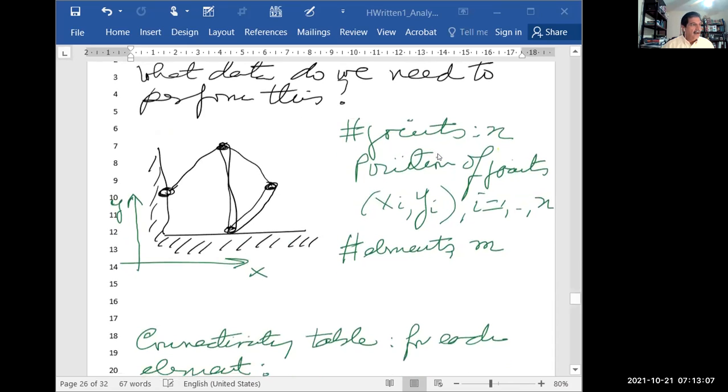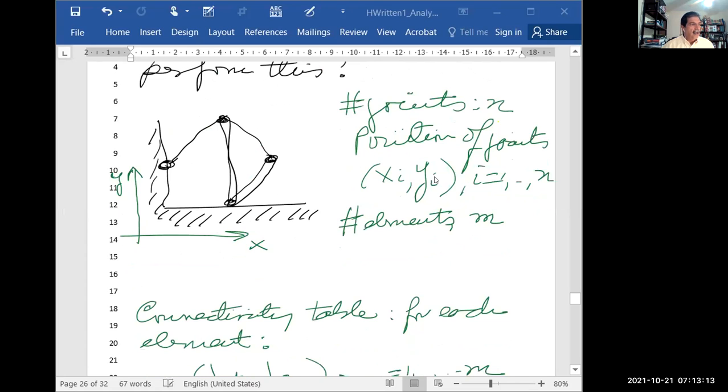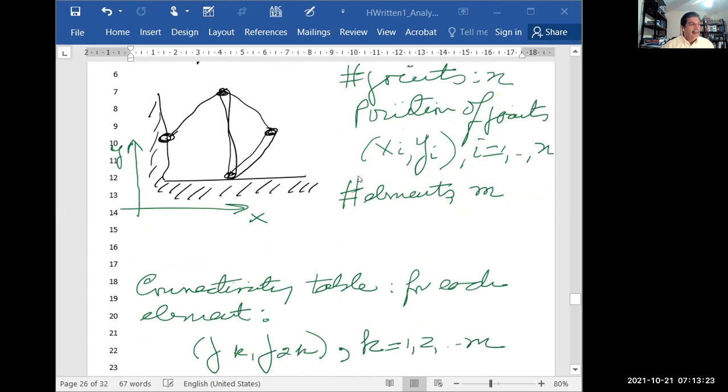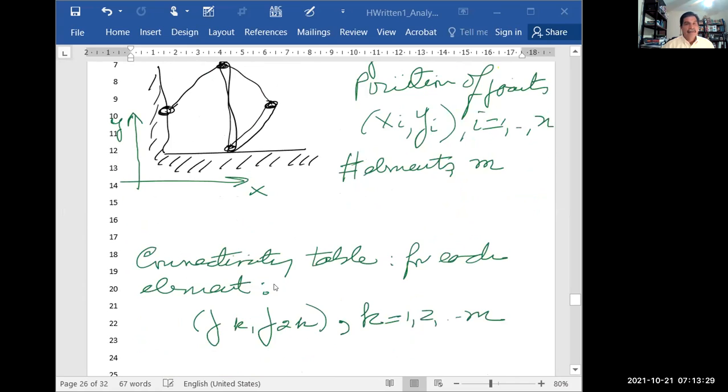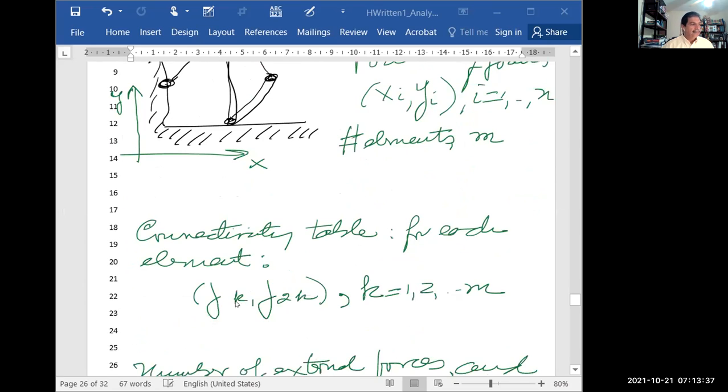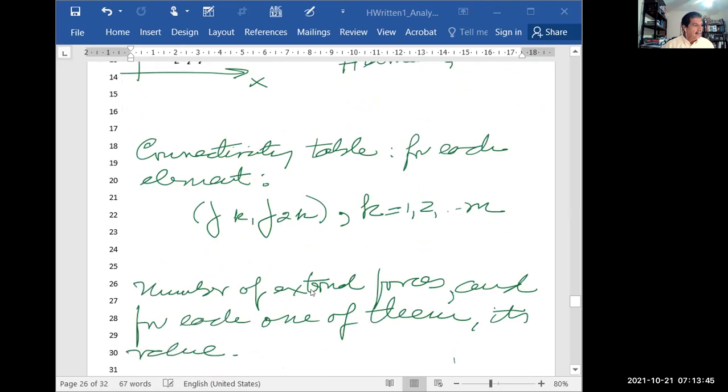So we were in green, we were discussing what data do we need to perform these calculations? And we said, okay, we need the number of joints. In this case, for example, you need 4, okay? You need the position of the joints. For every joint, you need the X and Y position. You need the number of elements, okay? You need the connectivity table. So for each element, you need to tell the program your joint 1 and your joint 2, okay? Somehow.